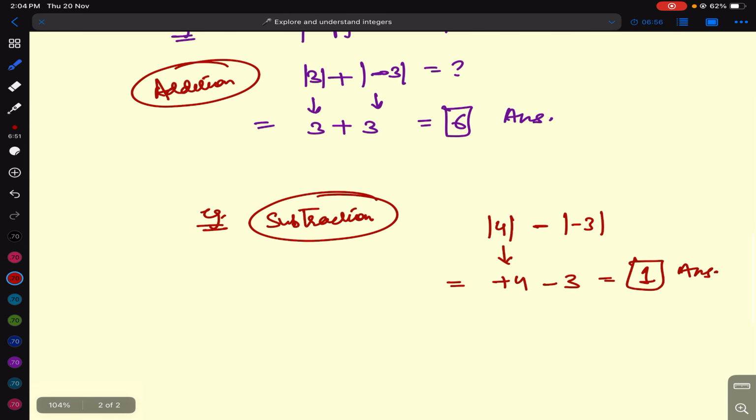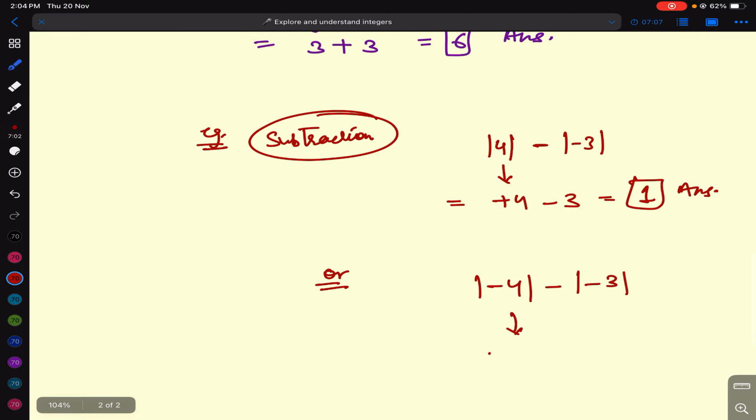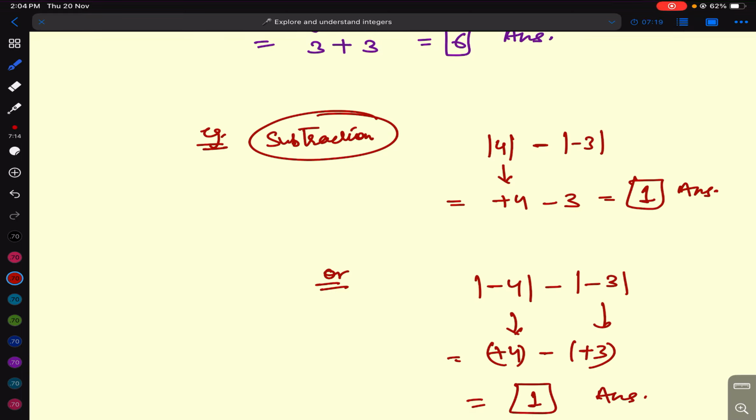Clear? We could have taken another case of subtraction, where it was absolute value of -4 negative absolute value of -3. So now this would have been again positive subtraction, and then this is again positive, right? So this is going to be 4 minus 3, which is 1. I hope that makes sense. Yes. So this is how we deal with absolute value addition and subtraction.